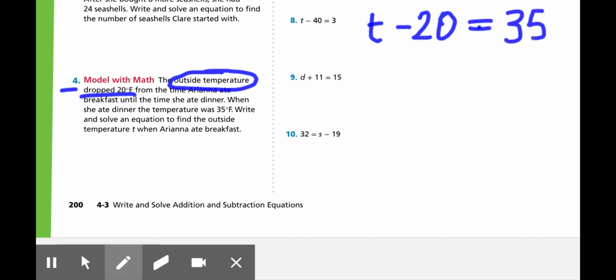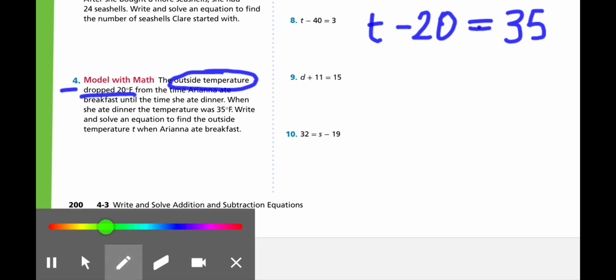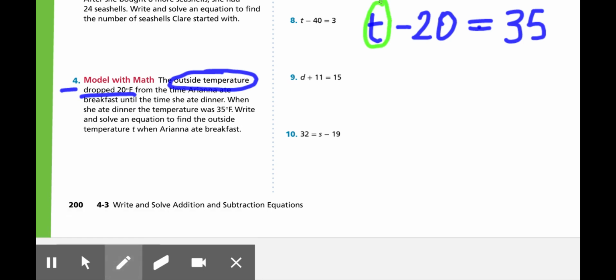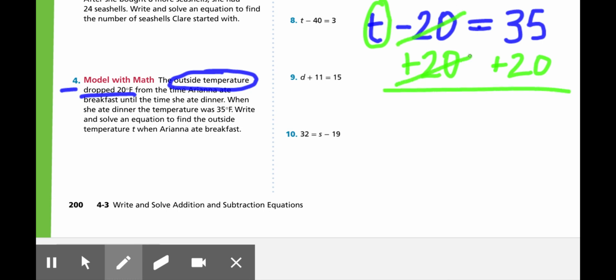So now solve this equation. What was the temperature when Ariana ate breakfast? You should have gotten 55 because I'm going to try to get t alone. I want to solve for t, so I have to add 20 to both sides. I want to get rid of that minus 20. So I will add 20 to both sides. Minus 20, positive 20 cancel out. That leaves me with t equal to 35 plus 20 is 55.